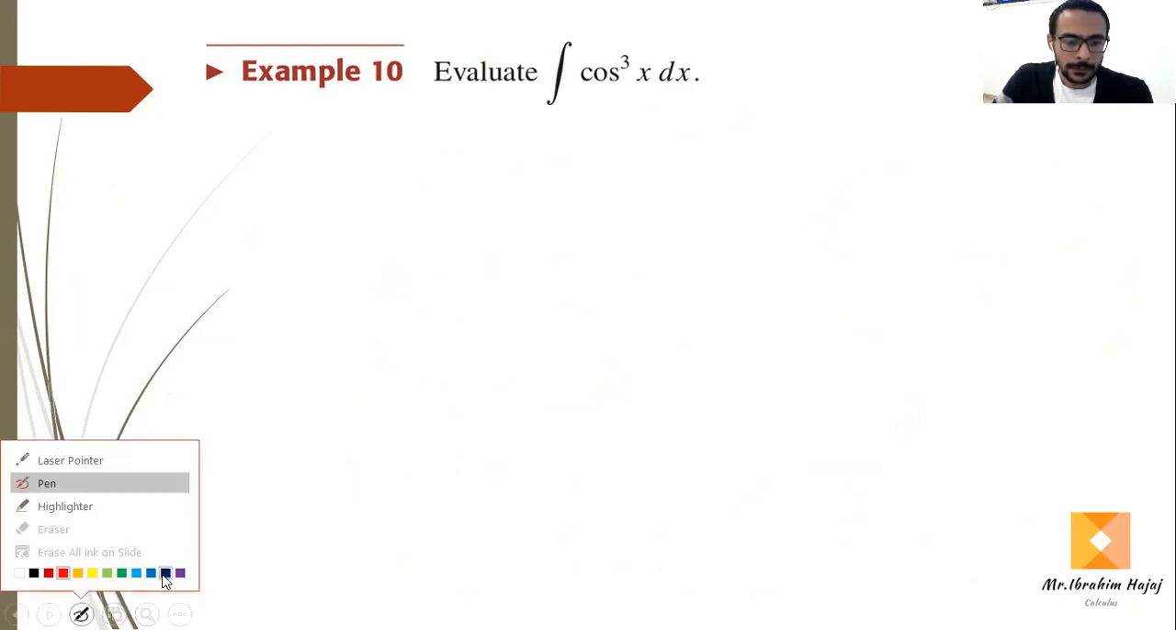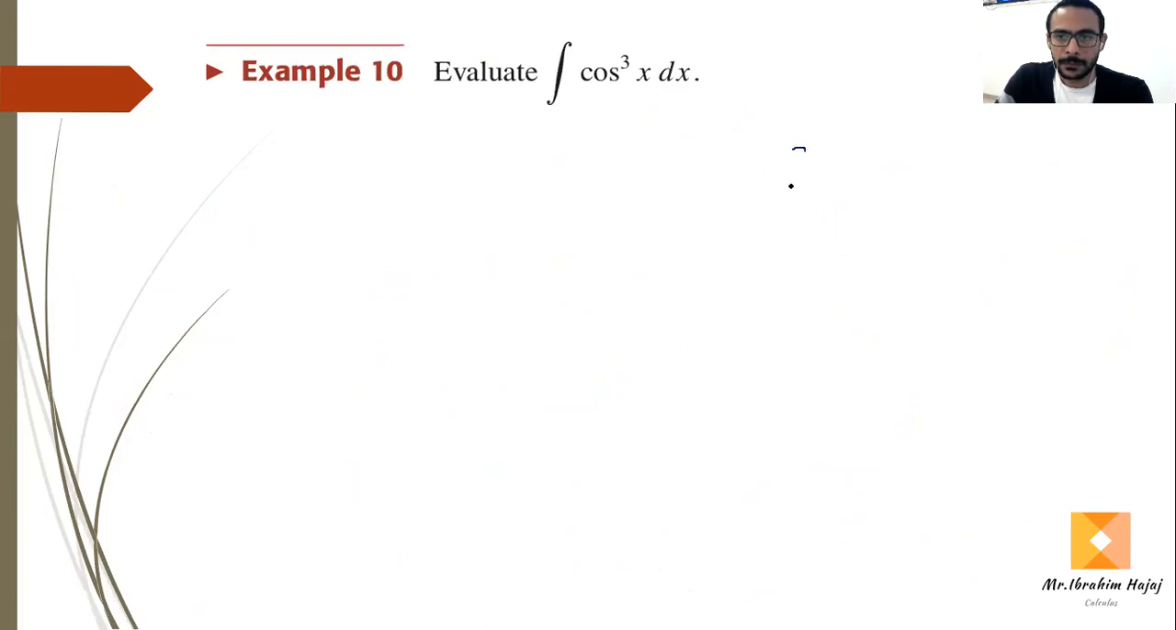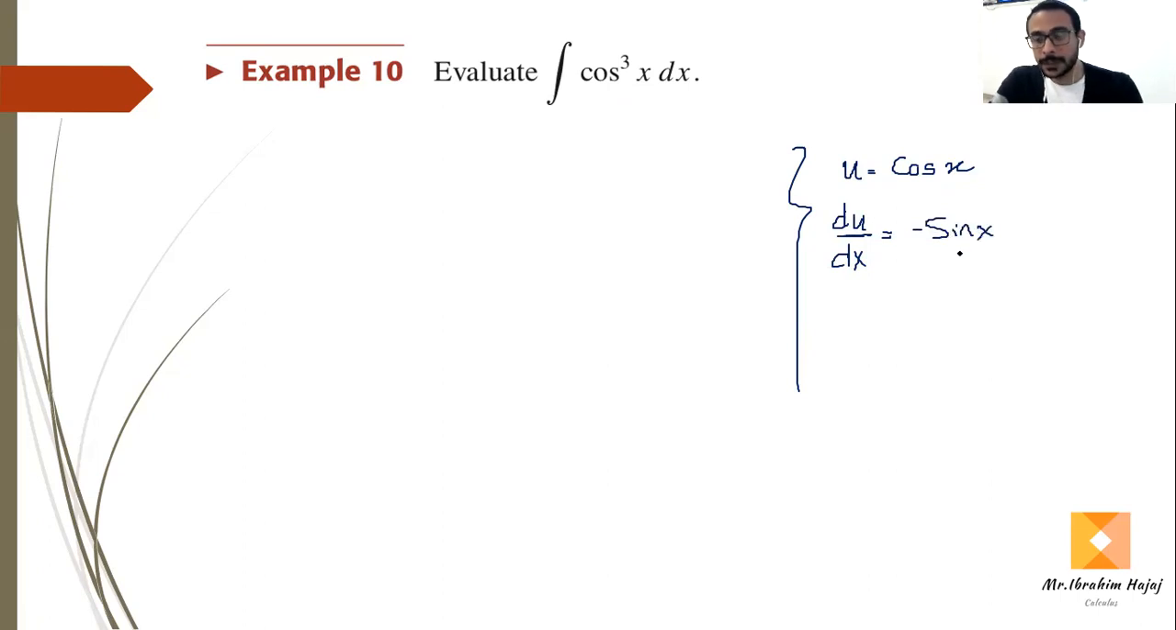We take u as cosine x. We can use a trick here, or you can use the substitution method, but I'm using substitution because it's the lesson. So du over dx equals negative sine x, since the derivative of cosine is negative sine. This means that dx equals du over negative sine x.